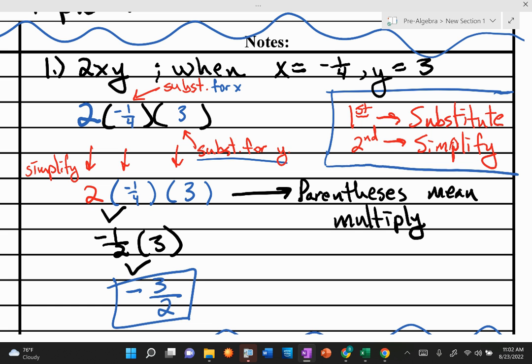Once I get these filled in, on this line right here, I have 2 times negative 1/4 times 3. How do I know that those are multiplication? Yeah, because of the parentheses, which we talked about during invisible math. So I make note of that. Parentheses mean multiply.